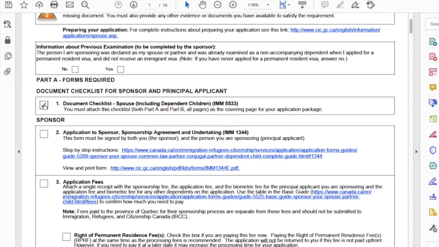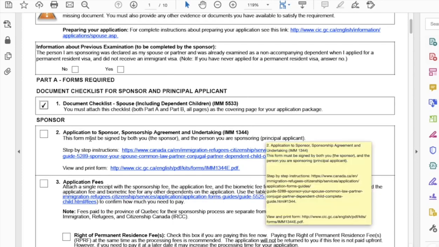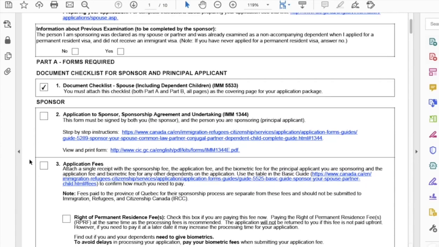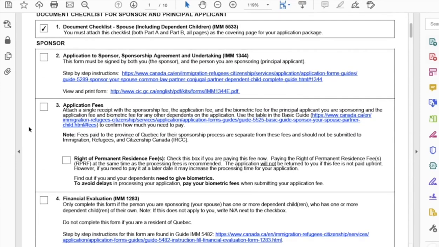So you can select it, and after that it is talking about the IMM 1344. It is written here that this form must be signed by both you, the sponsor, and the person who's getting sponsored, so please make sure of that. Okay, then the application fee. After you're done arranging all the documents, you have to pay the fee and also attach the receipt of that fee in the application package. So it is talking about that receipt of application fees.